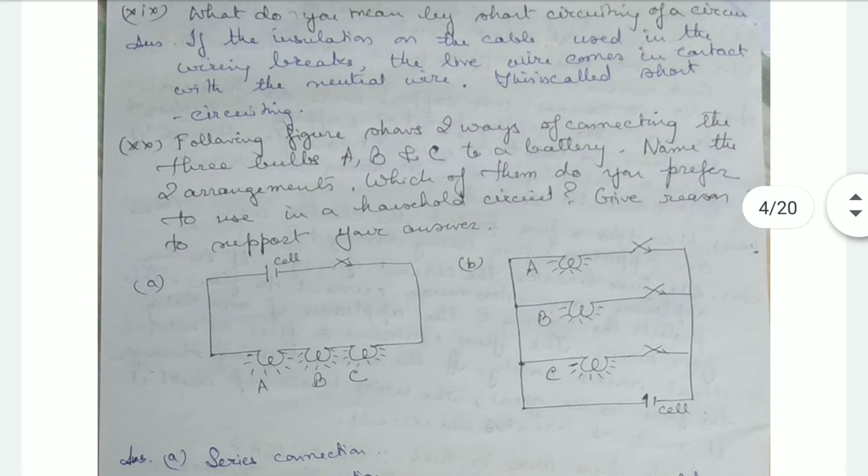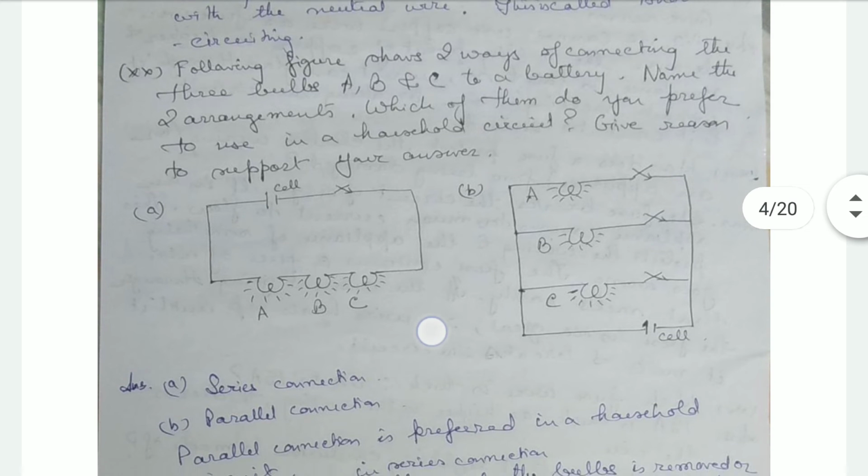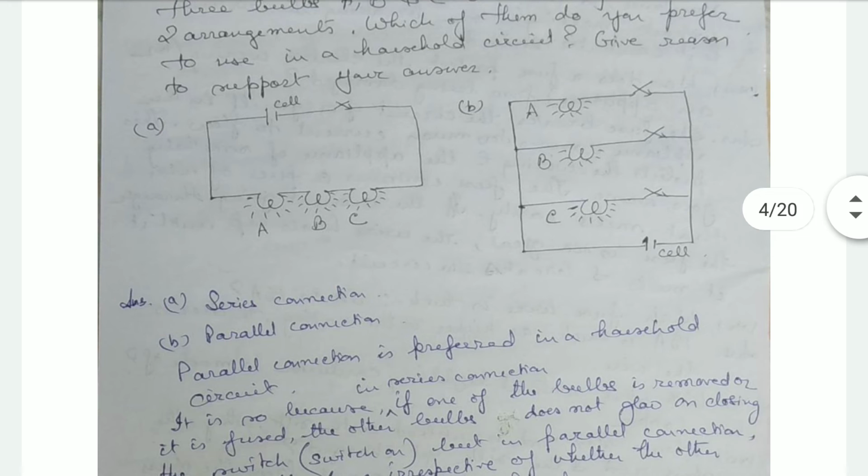Next is, the following figure shows two ways of connecting the three bulbs A, B and C to a battery. Name the two arrangements. Which of them do you prefer to use in the household circuit, and give reason to support your answer. In the first figure, A, B, C are connected one after the other, and in the B picture, they are just one below the other. So the first connection is a series connection, and in the B picture, that is parallel connection.